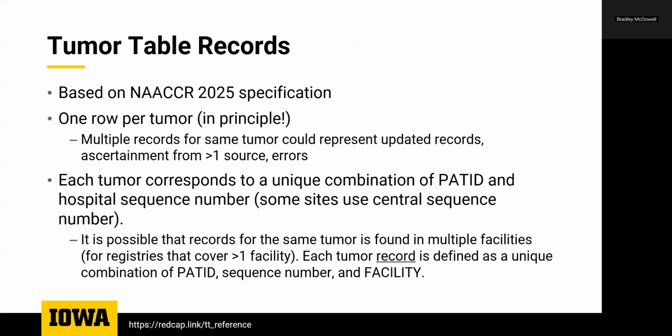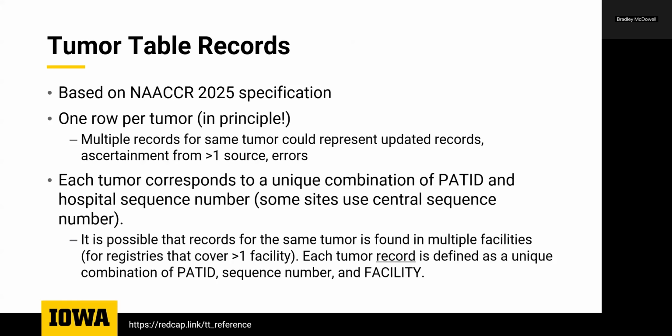So let's dig in a little bit more and talk about the structure of the table itself. It's based, as many of us know, on the NAACCR 2025 specification. It's organized at the tumor level, not the patient level, with one row per tumor. And so it's important to know that each patient can appear multiple times in your registry files if they happen to have more than one primary cancer diagnosed.